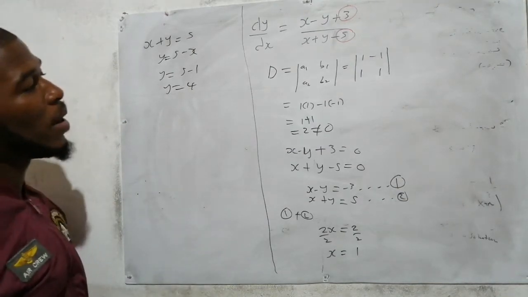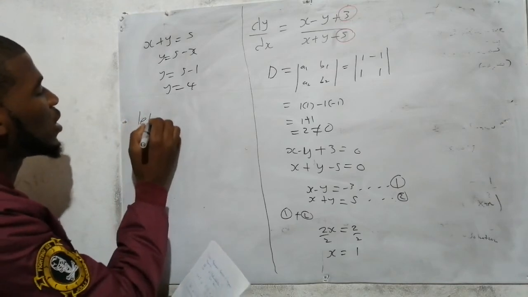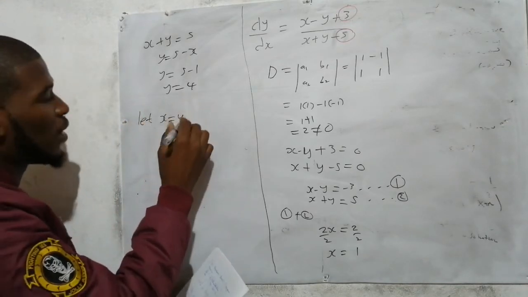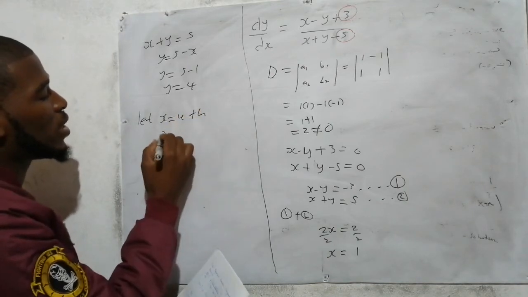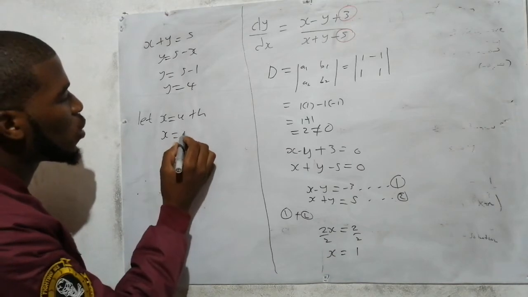I remember in those initial conditions that I gave you, we said after this we let x equal u plus h. And what is this h? This h is the solution of x. So u plus 1.